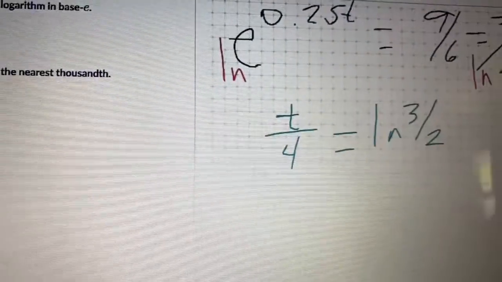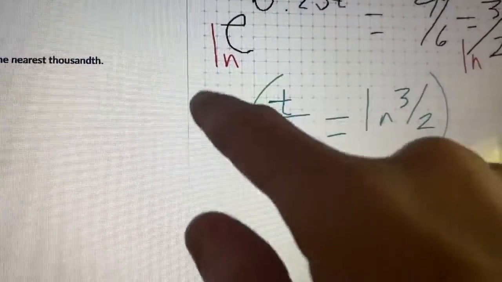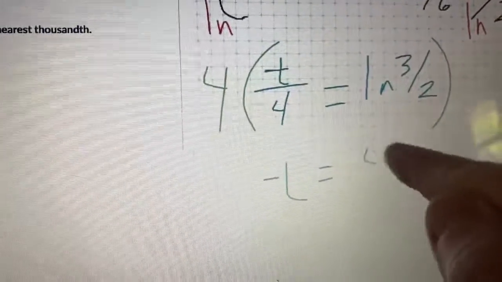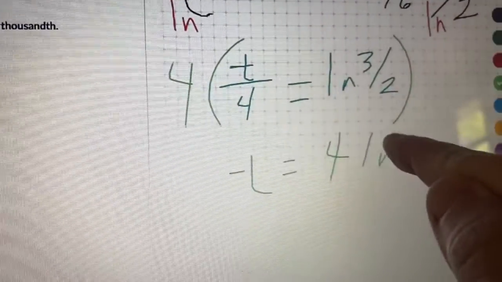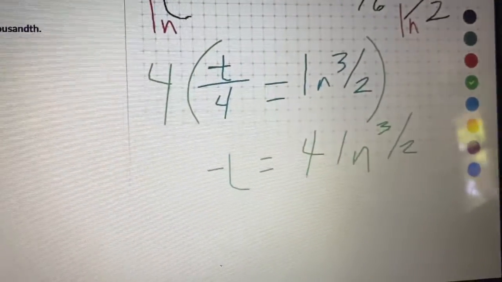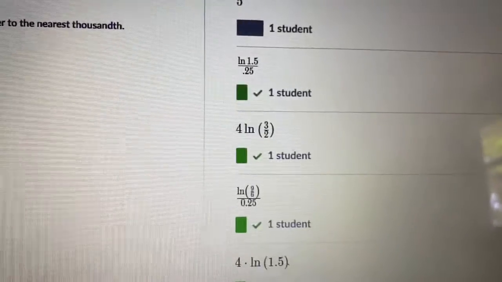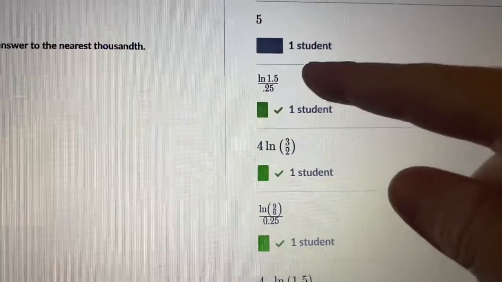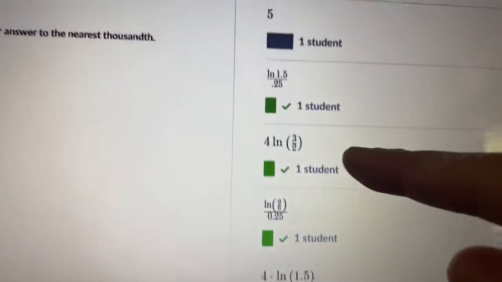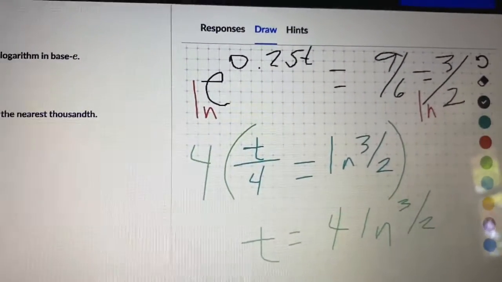And how do you undo division? Well, you'll multiply this entire thing by 4. So I get that t is equal to 4 natural log of 3 over 2. And notice there's a lot of ways you can write that. You can write it still with the 1/4, or 0.25, like this, with the decimal. It will accept all of those. But that's what you're basically going to do on every one of these.